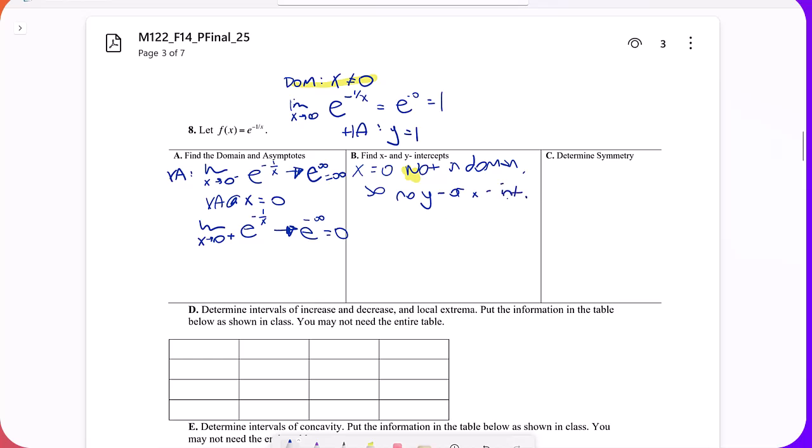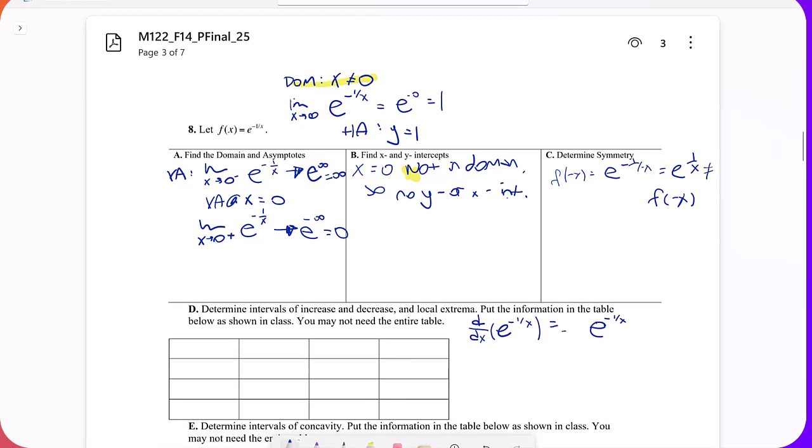Okay, symmetry. f of negative x is e to the negative 1 over negative x, equals e to the 1 over x, which is not equal to f of negative x or f of x, so there's no symmetry. Increase, decrease, extrema, that's where we have to find the derivatives. d/dx of e to the minus 1 over x is equal to the same thing multiplied by the derivative. We saw this a little bit earlier, so that's minus x to the minus 2 times negative 1. So it's going to be this.